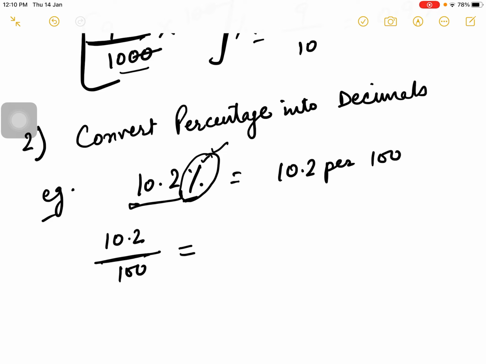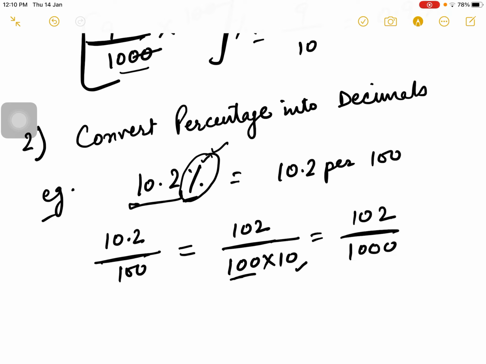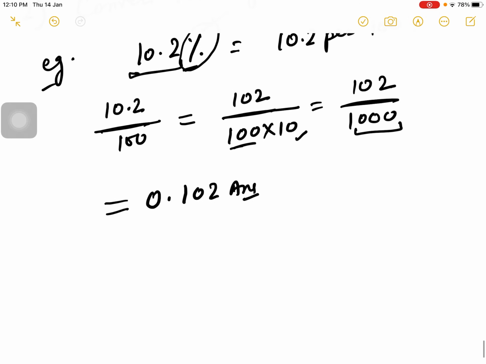If you get confused here, you can remove this decimal first. So it will be 102 upon 100 into 10. Don't get confused. This 10 is there because we removed the decimal, and this 100 is there because we removed the percentage sign. Now it will be 102 upon 1000. Now it is very easy. Just put the decimal, number of zeros are 3, so decimal places will be 3. So it will be 0.102. We have converted 10.2% into decimal and the answer is 0.102.